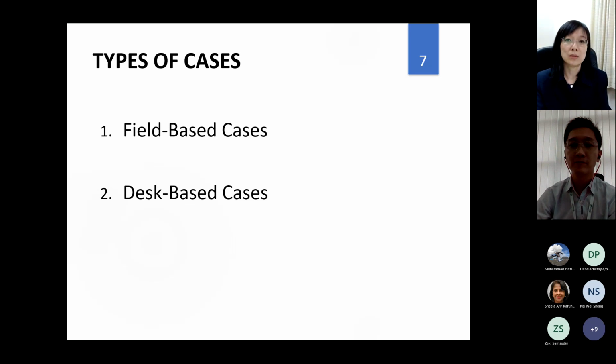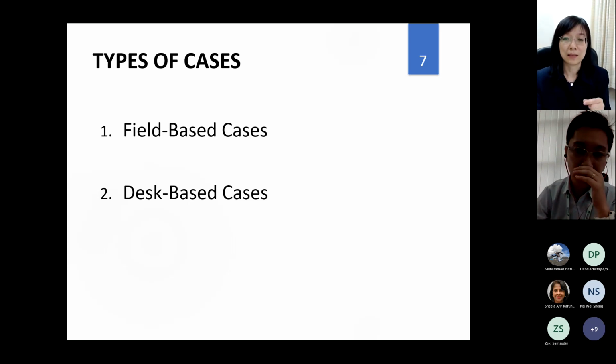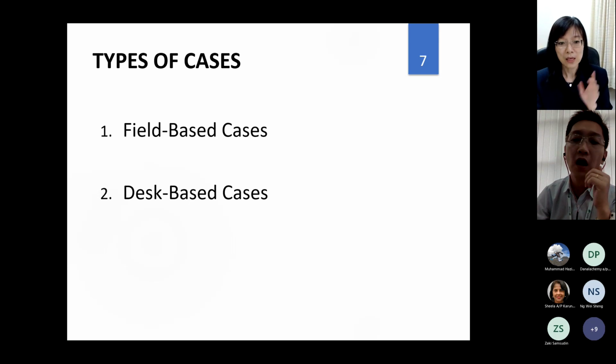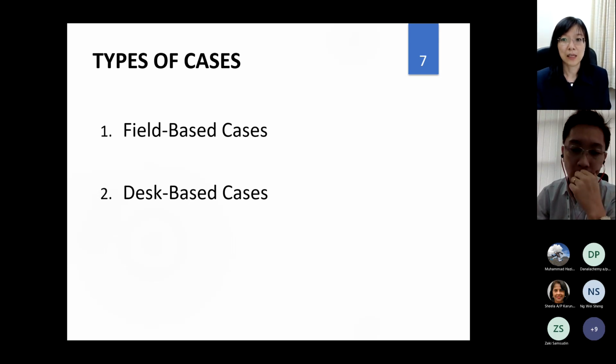The other one is desk-based cases, which is you don't collect information from the company per se, but you use secondary sources or materials to write about the case. And usually desk-based cases is conducted when you don't have access to the company. Right, so desk-based cases, you can write on it, and some cases I've seen they're very well written. They use all the information that they collect from newspapers, magazines, internet, and they write about the case.